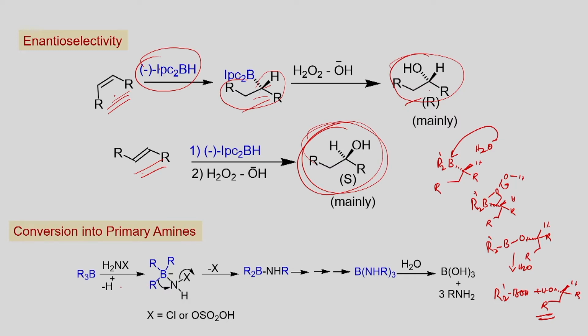And here an example is shown, the transformation into primary amines. You have the organoborane. So when you react with this amine, where X can be Cl or sulfonic acid, it can undergo an addition reaction as shown here. Once this R group migrates, you will be able to get this intermediate. Once we have this intermediate, when you do the aqueous workup, you will be able to get the primary amine as a product, where you generate boron hydroxide as a byproduct.